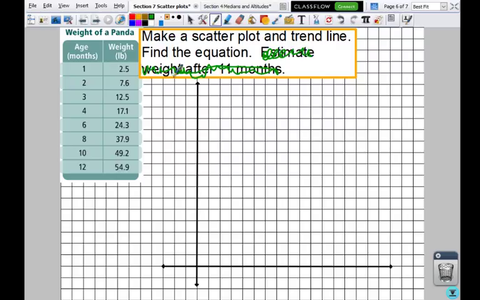Just gonna estimate where it is. It doesn't have to be perfect. We're just estimating. Straight line. Don't curve it. Make it as straight as you can. Just keep going straight.